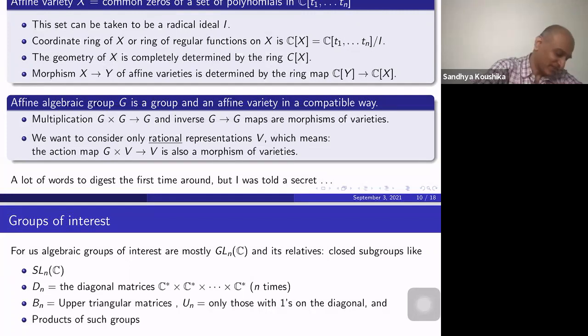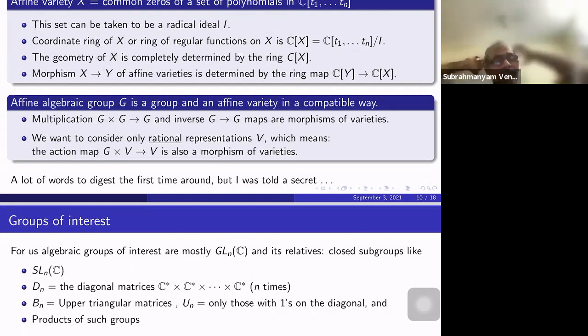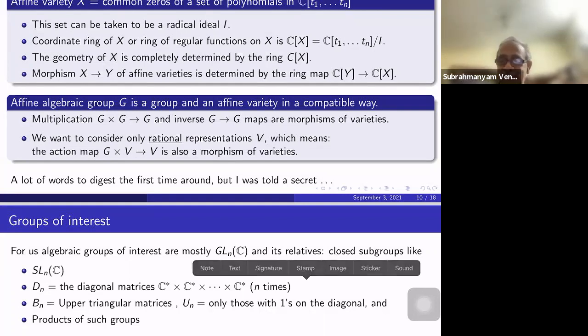So, am I wrong here, by the way? Is this too rash a statement? If so, I'd like to be corrected, but this is my understanding, that if you care only about GL_n at this stage, you won't lose much. And SL_n. So. Yeah. At this point, yes, certainly. I think that is.